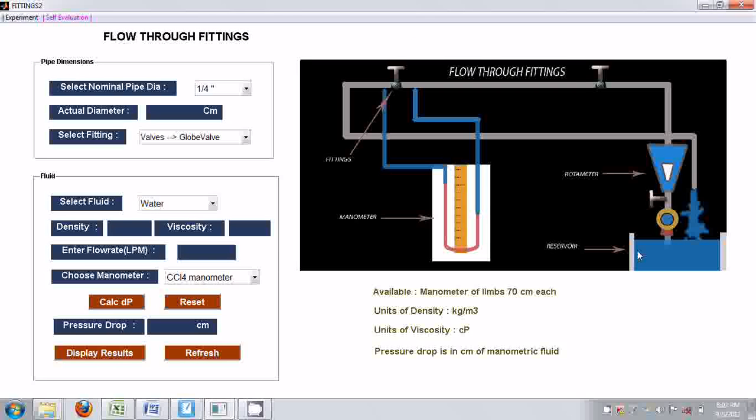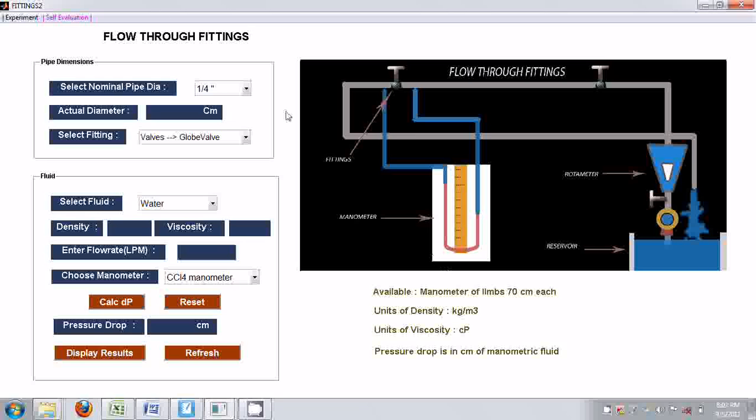This is the line diagram of the experimental setup. This is a water reservoir, or any fluid reservoir. Fluid is being pumped through this pipe, and the required flow rate of the fluid can be set using this valve by opening, and this flow rate can be read from this rotameter. This is the globe valve. These are the pressure tappings connected across this globe valve. This is a manometer, a CCl4 manometer.